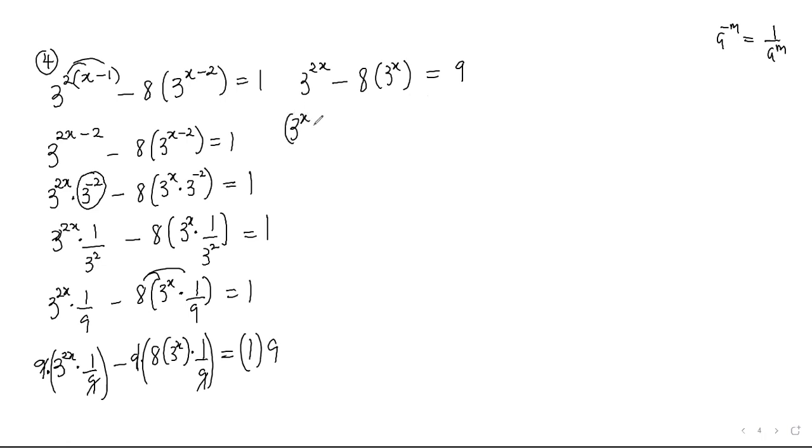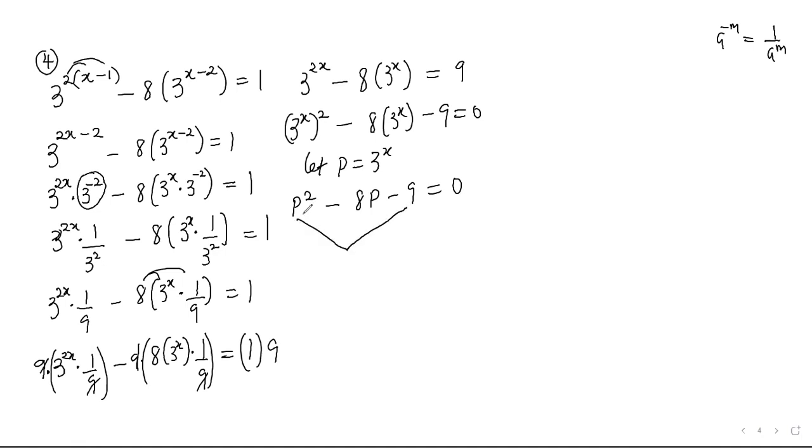Remember what we did earlier. This is the same thing as 3 to the 2x minus 8 into 3 to the x, then minus 9 equal to 0. So let p be equal to 3 to the x. You can use any variable; if you don't like my p, you can use anything. So this is now p squared, because of the square, minus 8p minus 9 equal to 0. The coefficient of p squared is 1, so 1 multiplies minus 9, you have minus 9.